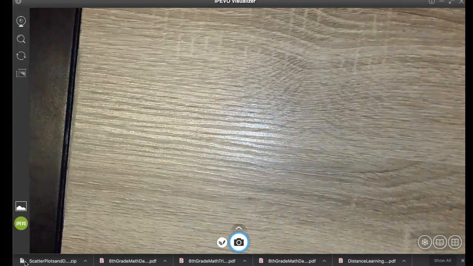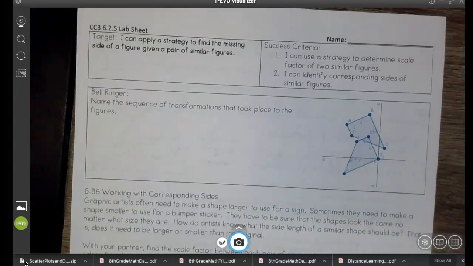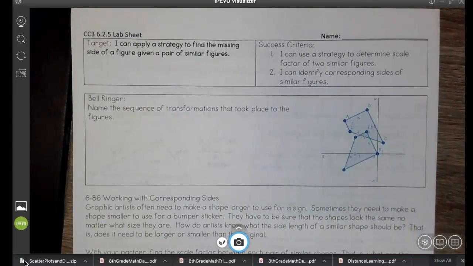So today's lesson is 6.2.5. Our target today is I can apply a strategy to find the missing side of a figure given a pair of similar figures. I can use a strategy to determine scale factor of two similar figures, and I can identify corresponding sides of similar figures.